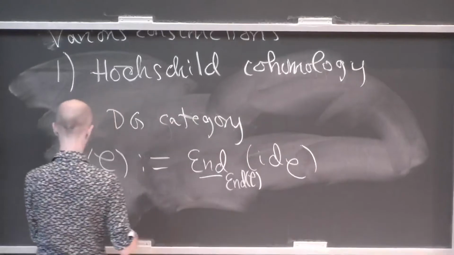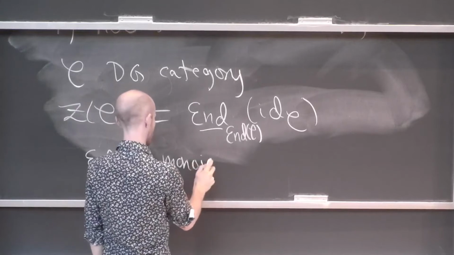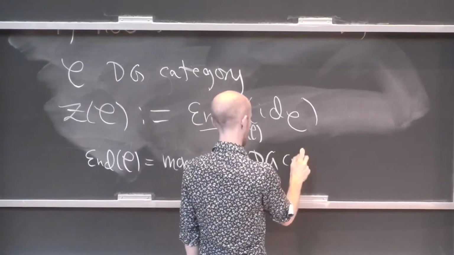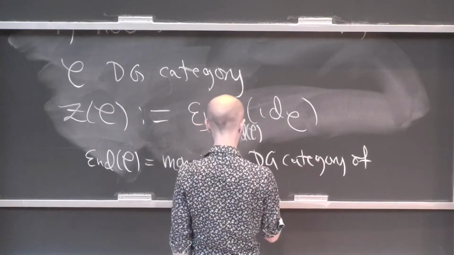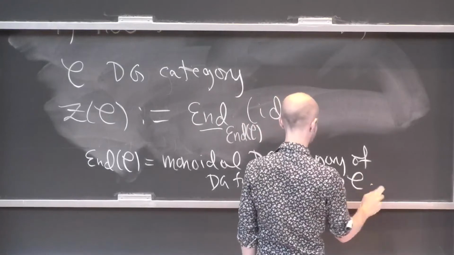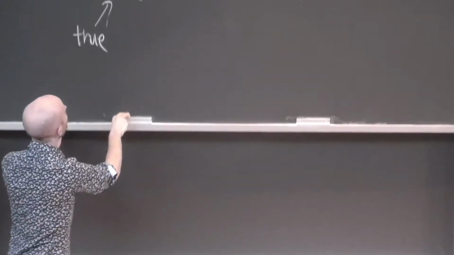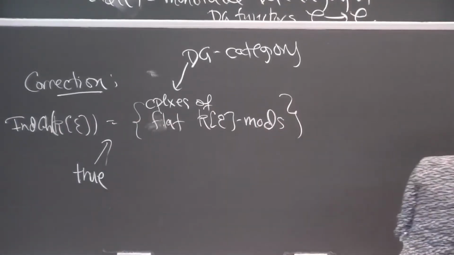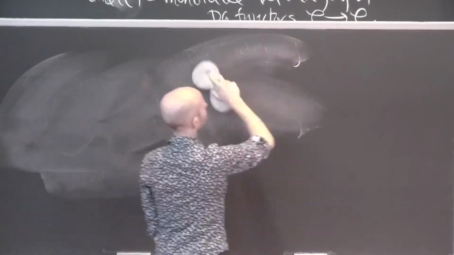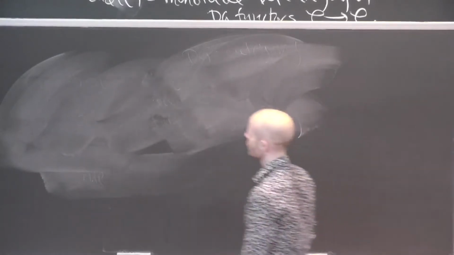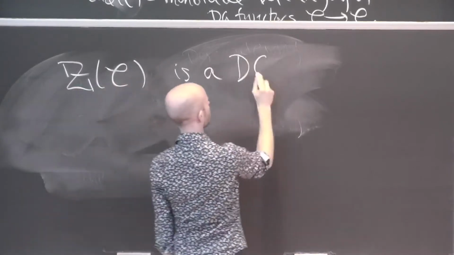So End(C) is going to be the monoidal DG category of DG functors from C to C. And so just to get a little bit of a feeling for this, first of all, what kind of thing is this? So this Z(C) is a DG algebra.